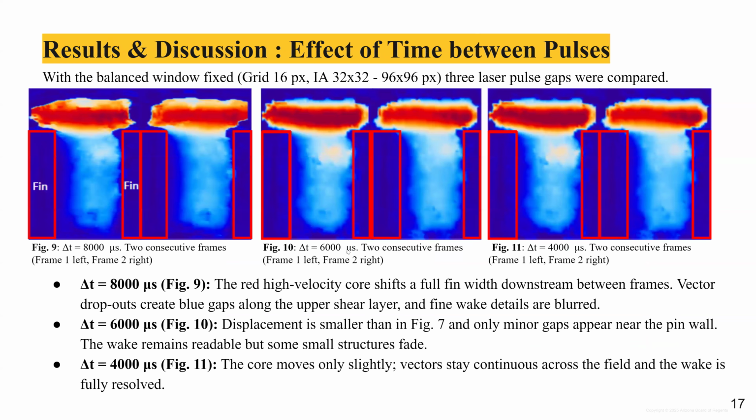Time between pulses controls how far particles move between frames. A very large time between pulses causes loss of correlation. A very small time between pulses gives displacements that are too small, which raises noise. In this test, the best continuity and the best readability occur at 4,000 microseconds.